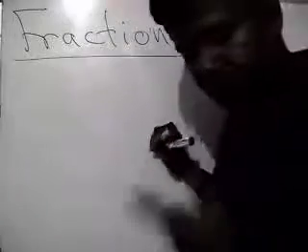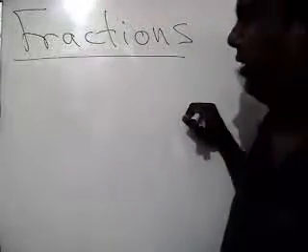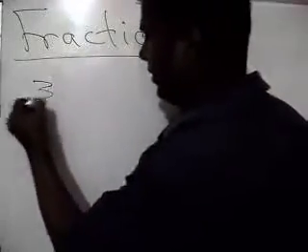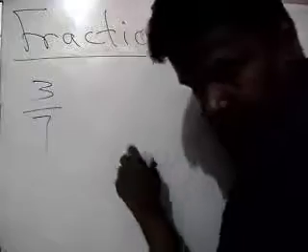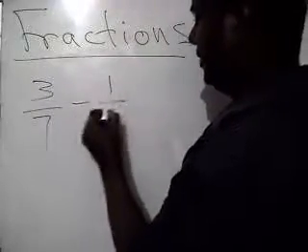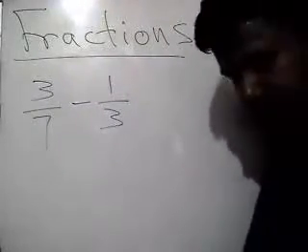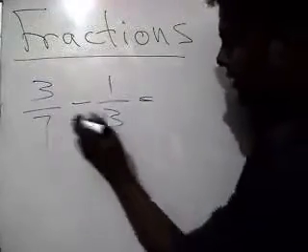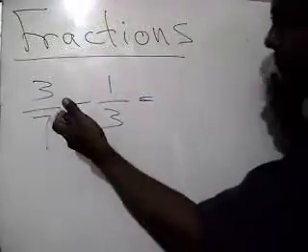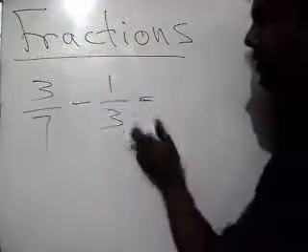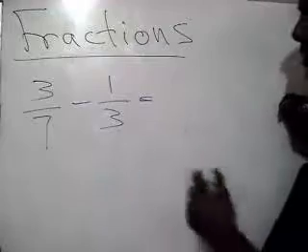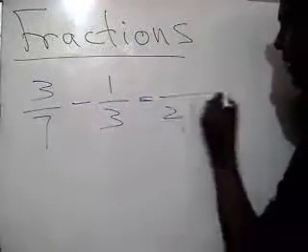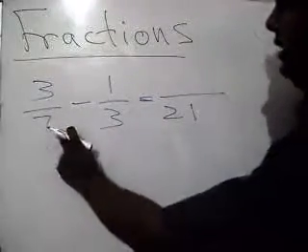Okay, now let's look at another example with fractions with unequal denominators. So we have 3 over 7 minus 1 over 3. So we have to derive the least common multiple here. Both of these are prime numbers, so the least common multiple will be 7 times 3, which is 21.